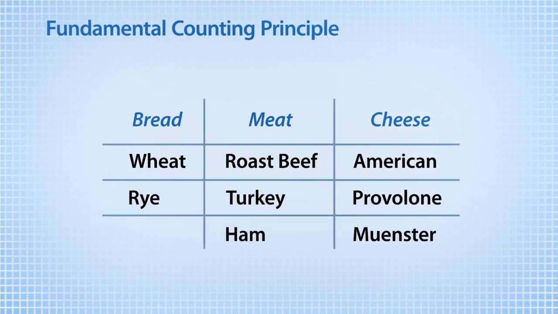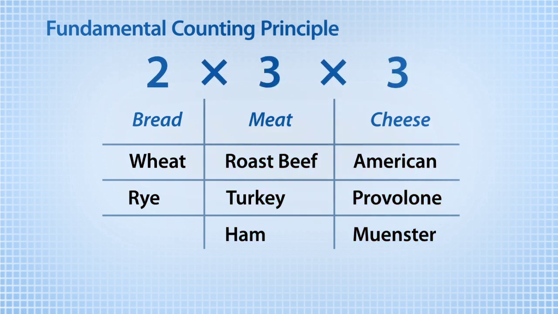The third and fastest way to find the total number of possibilities is to use the fundamental counting principle. The total number of outcomes can be found by multiplying the number of outcomes for each event together. In the deli example, there are 3 events: choosing a bread, choosing a meat, and choosing a cheese. Since there are 2 bread types, 3 meat types, and 3 cheese types, we can multiply 2 times 3 times 3 to find the total number of outcomes. The result is 18 possible outcomes, or in this example, 18 different sandwiches.